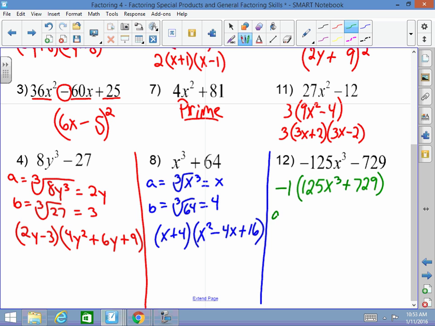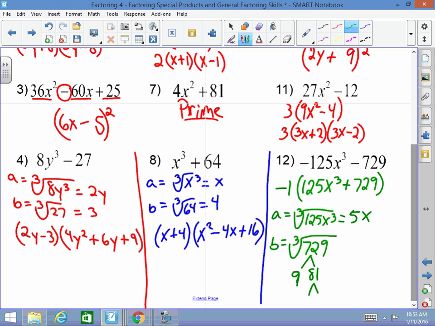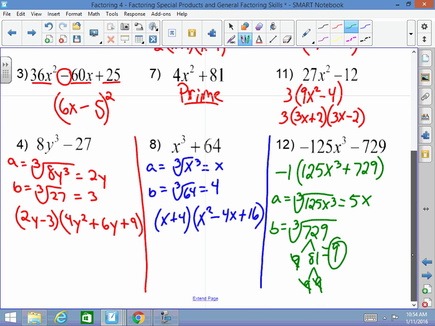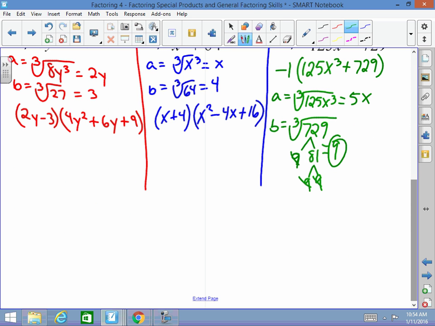Now we're going to find the A term, which is the cube root of 125x cubed, which is 5x, and B, the cube root of 729. Now, that one may not be as easy as one would think, but if you think about it, it's not that bad. It's 9 times 81, and you break down 81 into 9 times 9. Well, a 9, a 9, and a 9 comes out as a 9. So that's my cube root of 729. So I have my A and my B.